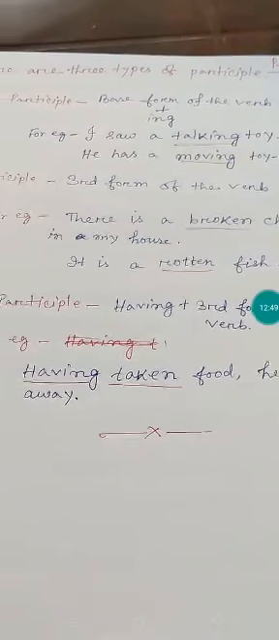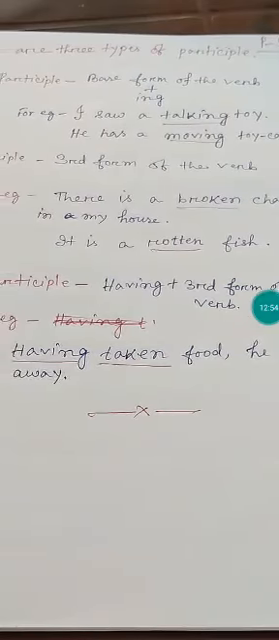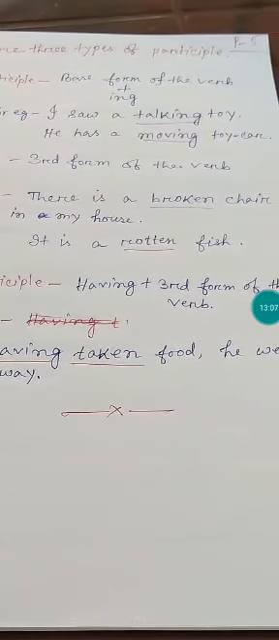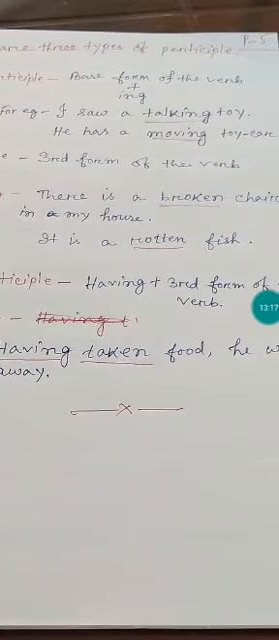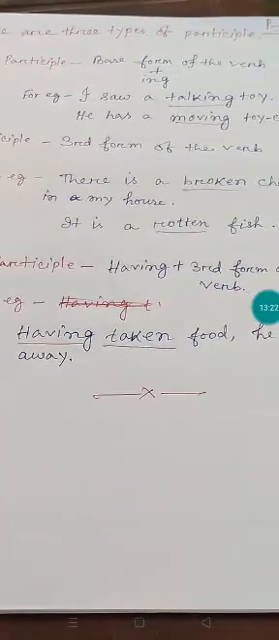Now number 2, past participle. Third form of the verb. Past participle means third form of the verb. For example, there is a broken chair in my house. So we all know that break, broke, broken. Break is the present form, root form. Past tense is broke and past participle is broken. There is a broken chair in my house. So broken is the past participle. Now it is a rotten fish. So similarly, rotten is the third form of the verb and it is the past participle.